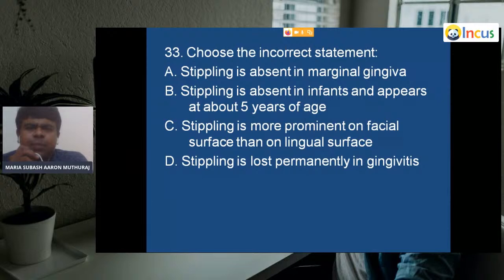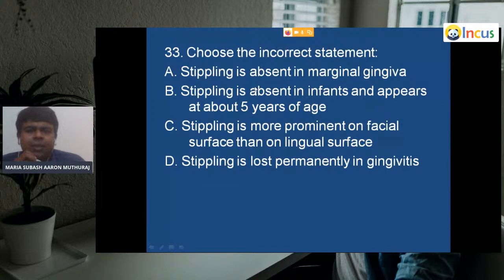Choose the incorrect statement. Stippling is absent in marginal gingiva. Stippling is absent in infants and appears above 5 years of age. Stippling is more prominent on the facial surface than on the lingual surface. Stippling is lost permanently in gingivitis. Actually, stippling will be absent in the marginal gingiva of normal gingiva. Stippling will be present in the core of the interdental papilla and attached gingiva. Therefore, this option is correct.